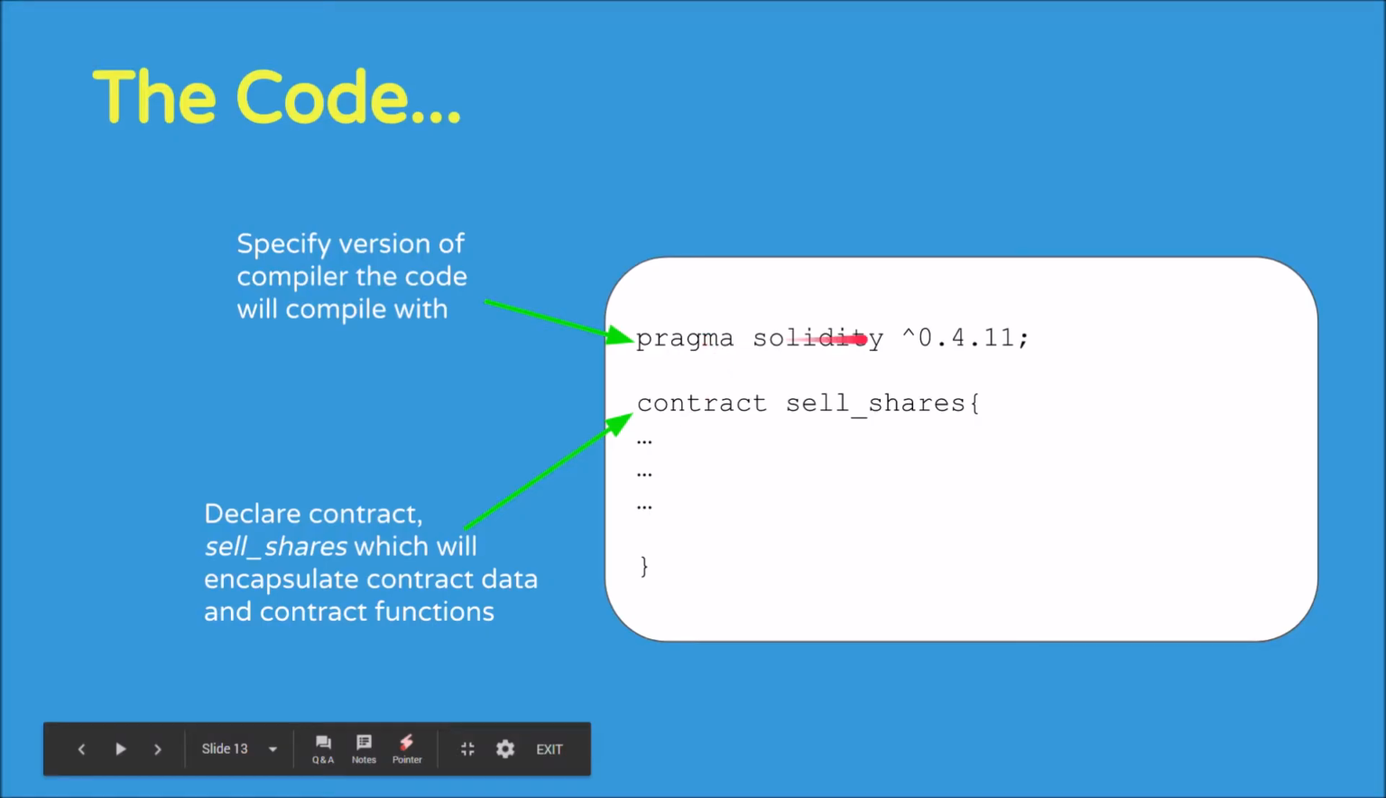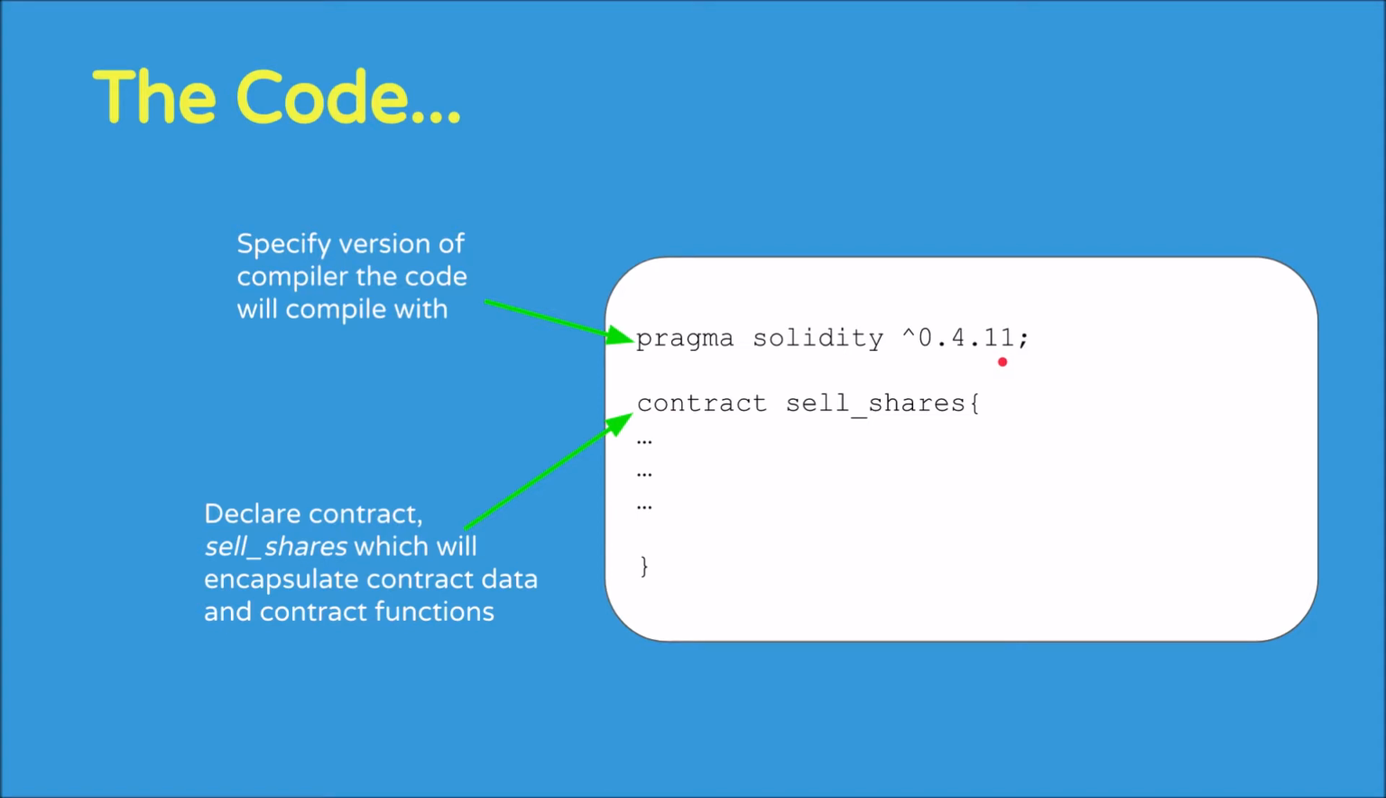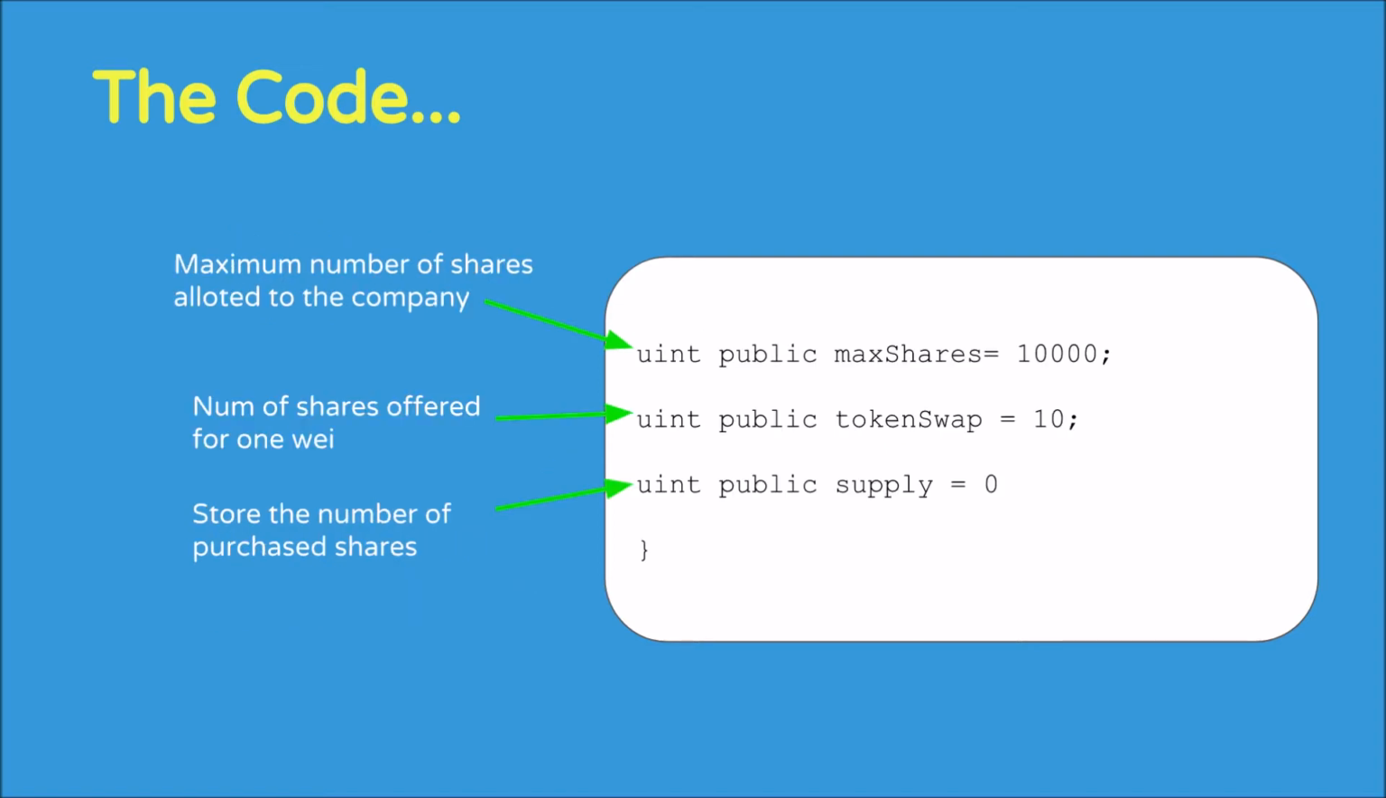So the first line of code basically assigns what compiler version we want to use to execute this contract. Then we declare the contract, sell shares. It's exactly like declaring a class. A contract has data members and data member functions that we will talk about in a moment.